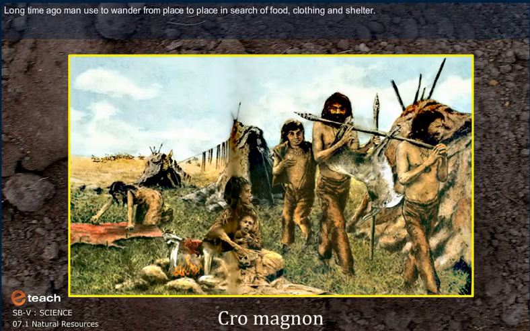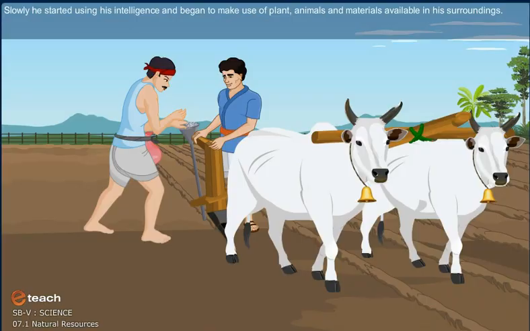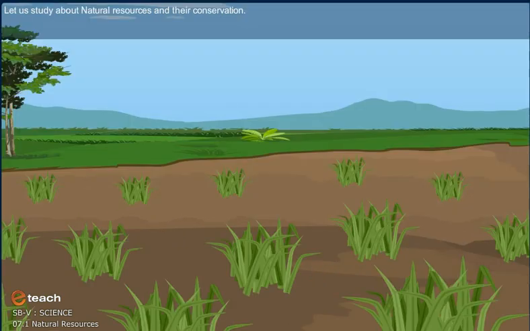Long time ago, man used to wander from place to place in search of food, clothing, and shelter. Slowly, he started using his intelligence and began to make use of plants, animals, and materials available in his surroundings. Let us study about natural resources and their conservation.